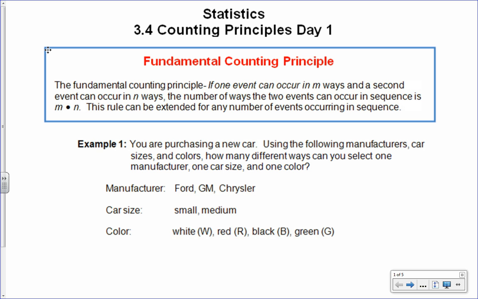I split the counting principle into 2 days because there are some words that you've heard before. I know permutations and combinations and all that good stuff. But combinations can be very confusing, especially when they turn to circular. And so that's why I split it into 2 days.